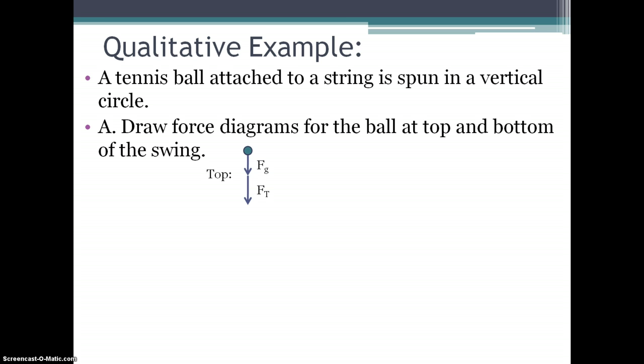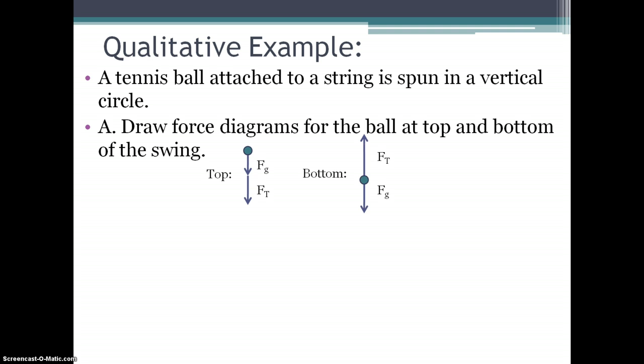The faster you spin it, you're going to increase and increase and increase the tension. And you've probably had that experience if you've ever spun something attached to a string. The harder you spin it, the more tension you're going to have. So that's the top of the swing. If we look at the bottom, we have the same two forces. We know that tension at the bottom is going to be up. Will gravity be up? Of course not. That would be silly. So we've got the tension up and the gravity down.